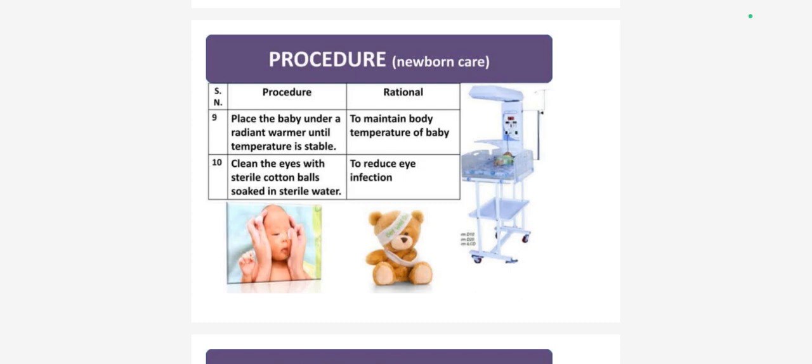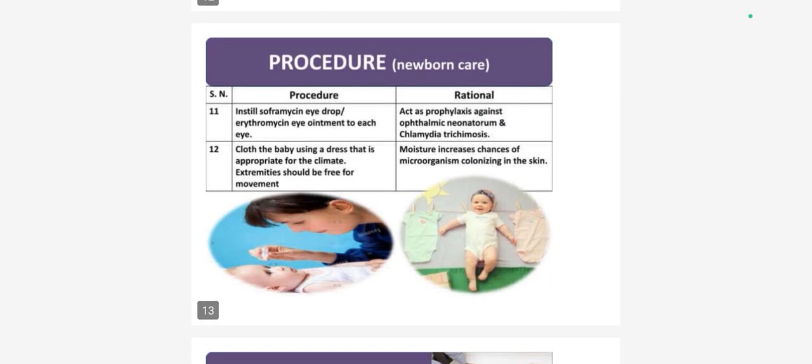Procedure: place the baby under a radiant warmer until the temperature is stable, to maintain the body temperature of the baby. Clean the eye with a sterile cotton ball soaked in sterile water to reduce eye infection. Instill soframycin eye drops or erythromycin eye ointment in each eye, to act as prophylaxis against ophthalmia neonatorum and chlamydia trachomatis. Clothe the baby in a dress appropriate for the climate. Extremities should be free for movement. Wet clothing increases the chance of microorganisms colonizing the skin.